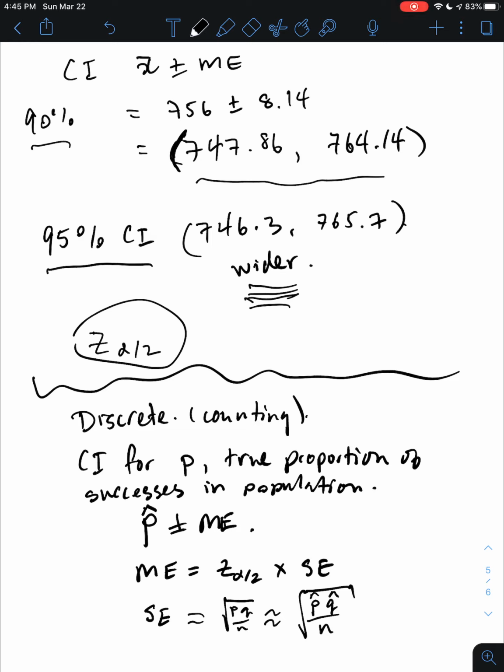Right, so that is how you solve these similar problems in the discrete case. The only thing that differs is this formula here. So everything else is exactly the same.